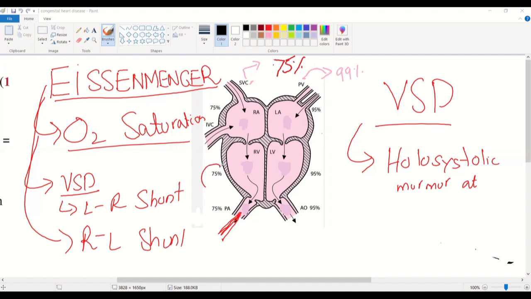So this contains deoxygenated blood and the left ventricle contains oxygenated blood, so there is mixing. This is a right to left shunt. There is mixing of this deoxygenated blood with this oxygenated blood. So what will it affect in the left ventricle? There will be a decrease in oxygenated blood, so this oxygen saturation will be decreased. Right? And what about the change in aorta oxygen saturation?